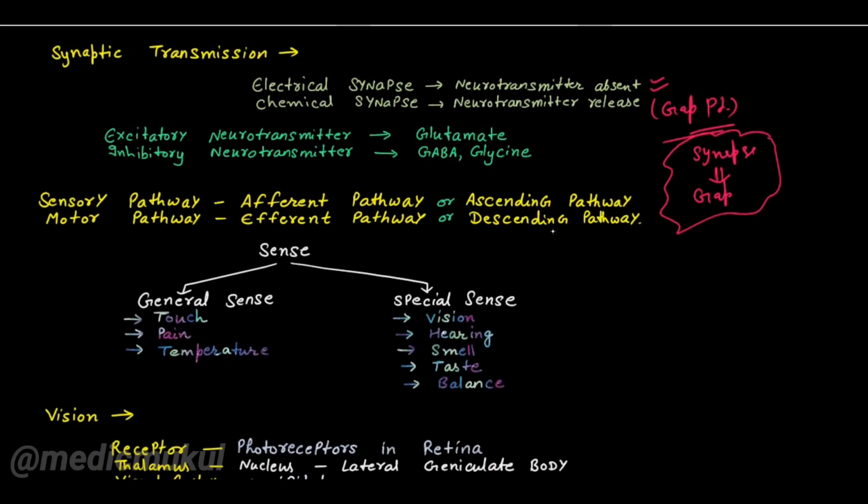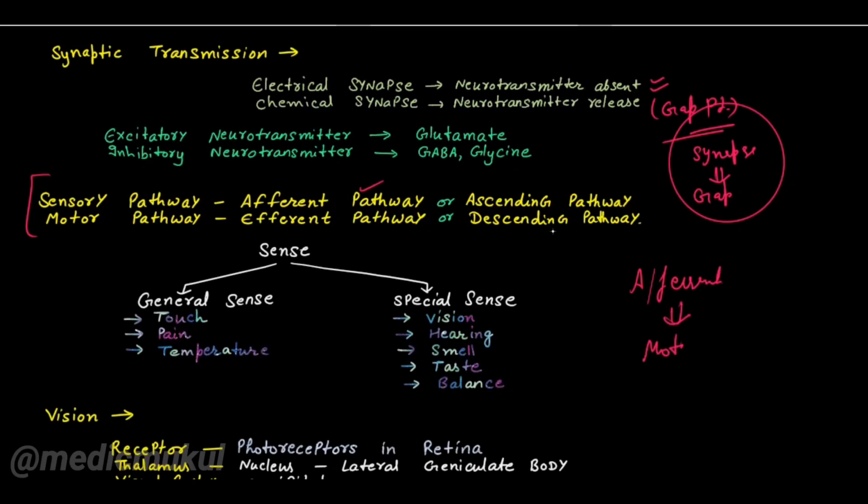Then we will study the pathways. There are two pathways we studied for neurons: the afferent pathway or ascending pathway, and the efferent pathway. Remember, afferent equals sensory fibers, and efferent equals motor fibers. Afferent fibers carry sensation from the target organ to the brain, and efferent fibers take information from the brain and give it to the target organ. That is efferent, meaning motor.